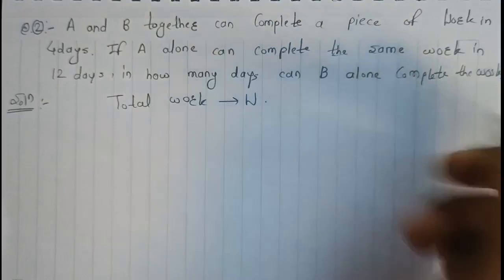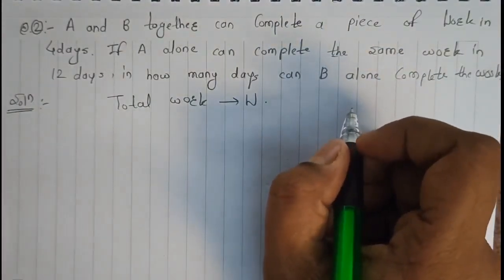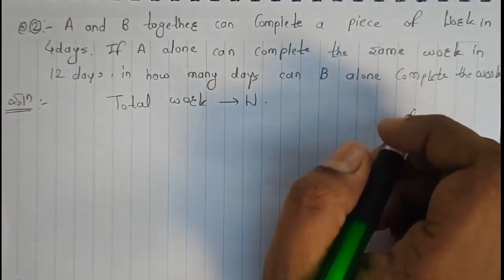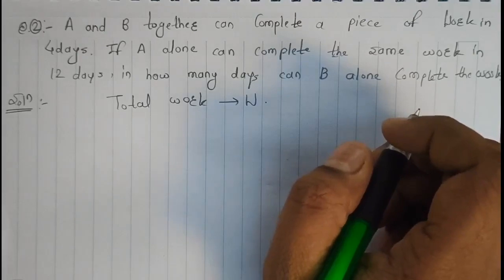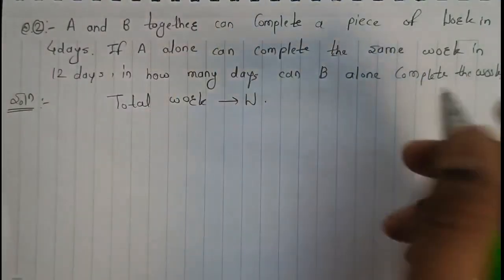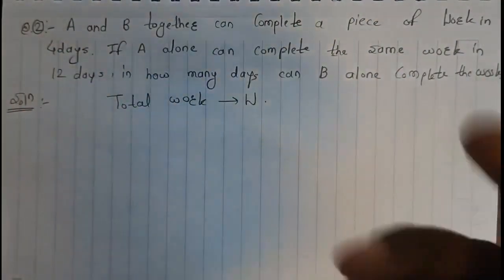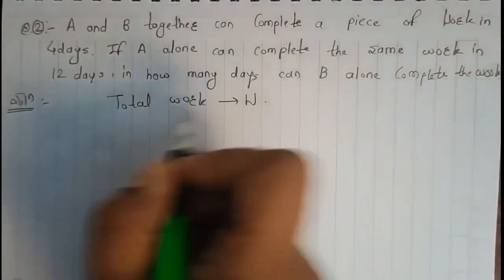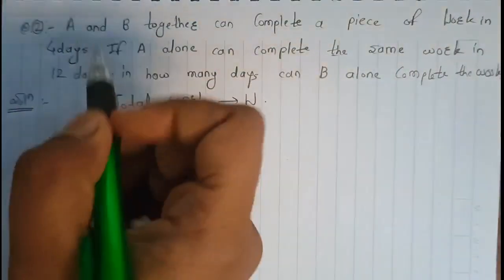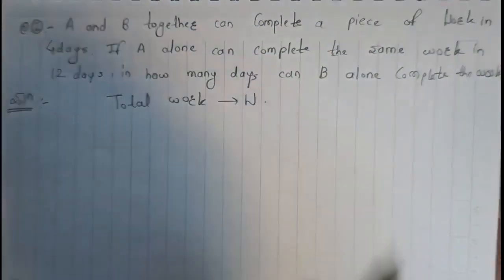Actually the one basic thing is you can consider your W as anything. Just to simplify your calculation, we will consider the LCM as our total work. Why? Because in the time of multiplication or division, or simplifying the equations, it will be much easier when you are dealing with numbers which are divisible, right? Therefore we will actually take the LCM as our total work. Now in this question you can directly consider W, or similarly like the previous question you can consider the LCM of 12 and 4. Here I am going to consider W, right?